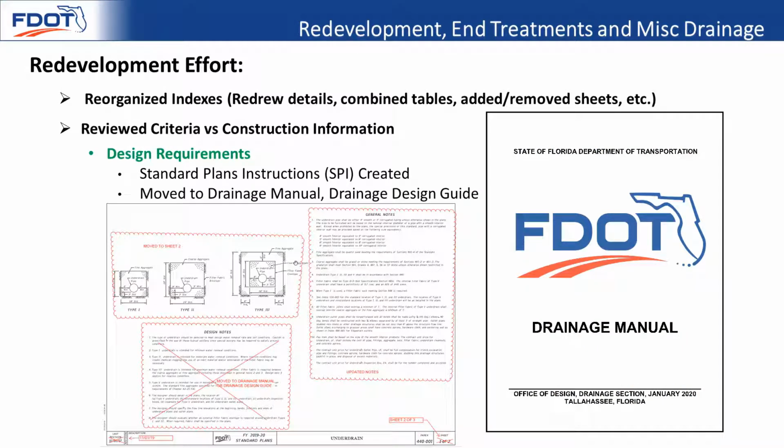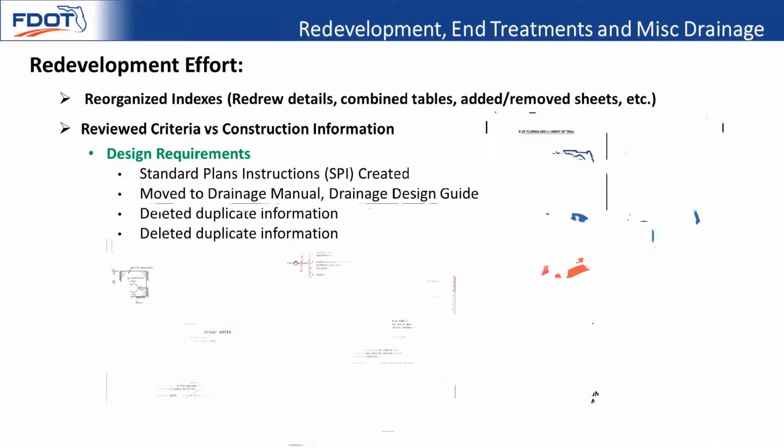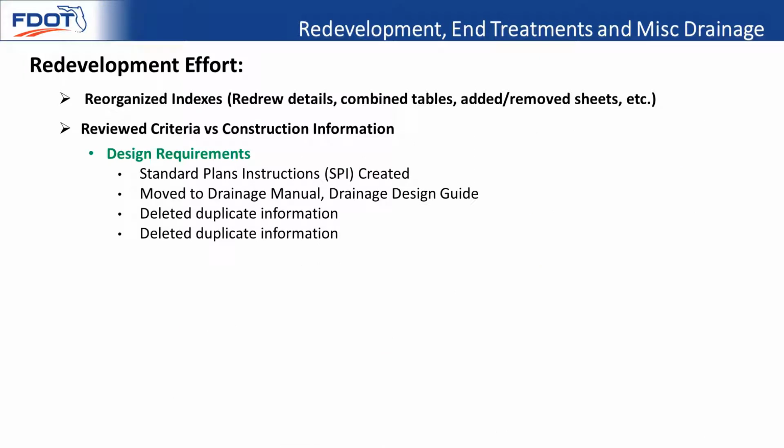The design information here is more directed for the engineer to use, maybe for something special in the plans, or if it's just design in general. We also went through and deleted duplicate information. For instance, if there was a design note in the standard plans and it was already in the drainage manual, we just deleted it from the standard plans.